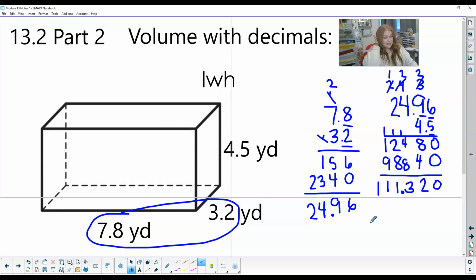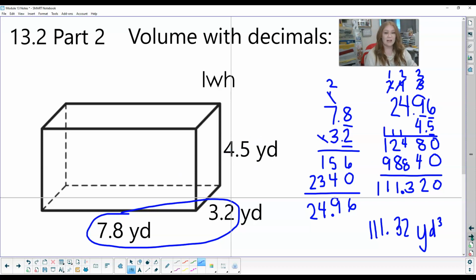So my final answer is 111.32. I could put that 0, I don't need it. Yards. And this was 3 dimensions. I multiplied 3 numbers, so cubed. So when I'm doing decimals, it does not matter which ones I do. I like to get the biggest one out of the way first, because this is going to make a bigger number that I have to multiply by a smaller number when I'm done. So I like to start with the bigger number so that I can end with a smaller one.